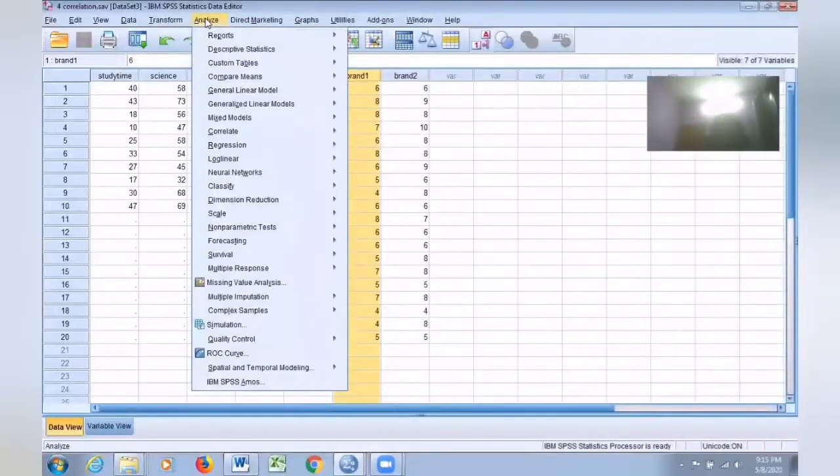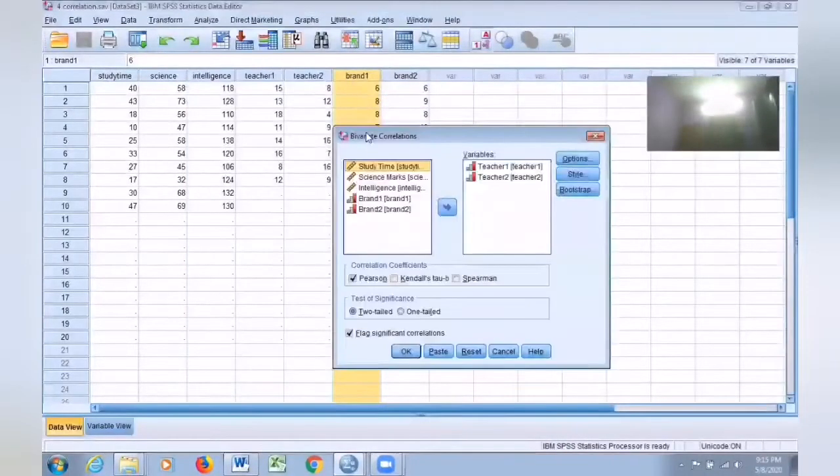Please go to Analyze, go to Correlate, and come to Bivariate. In Bivariate, reset it first. Select the variables, brand 1 and brand 2. Send them to Variables. By default, Pearson is selected. So I will select Kendall's Tau-b here.